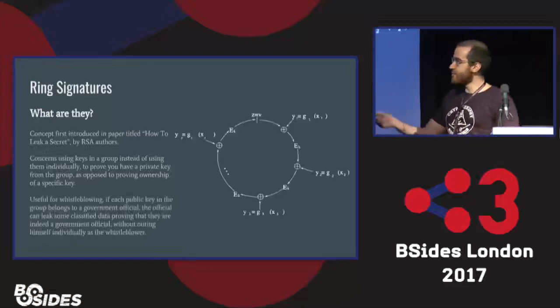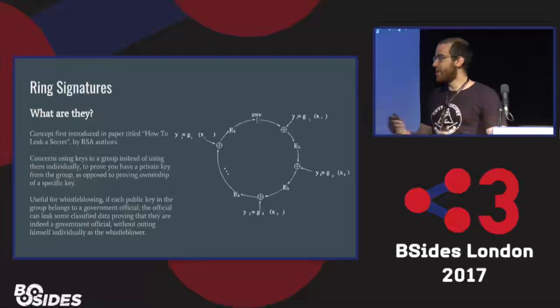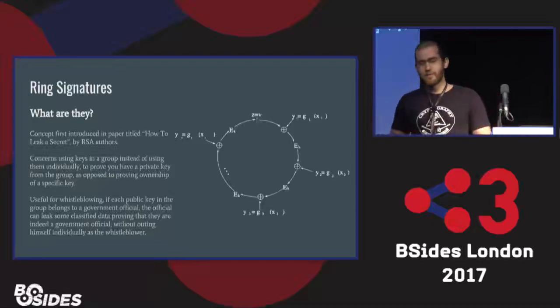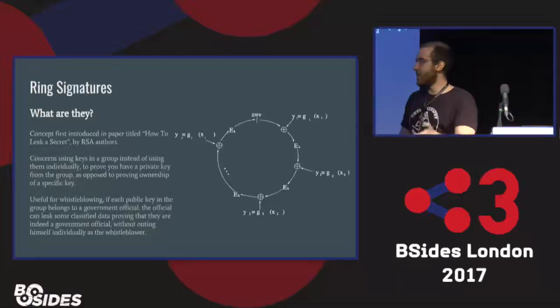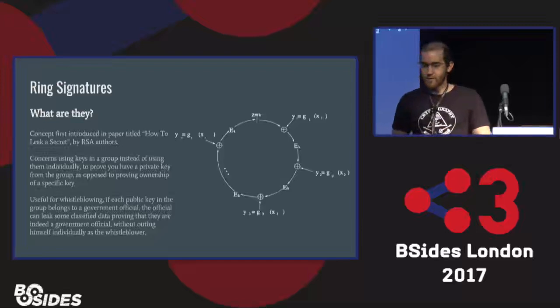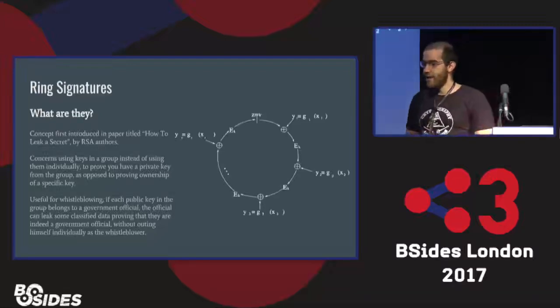It's fairly useful for whistleblowing, which is how this concept was first introduced. If each public key in the group belongs to a government official or a journalist or somebody with privileged access to information, the official can leak some classified data, proving that they are indeed a government official. Look, I have one of the 10 keys that only belong to these 10 politicians, but without outing himself individually as the whistleblower.